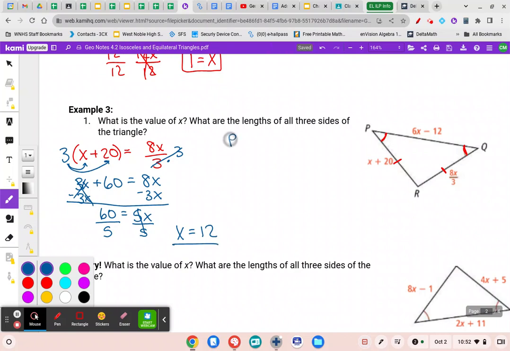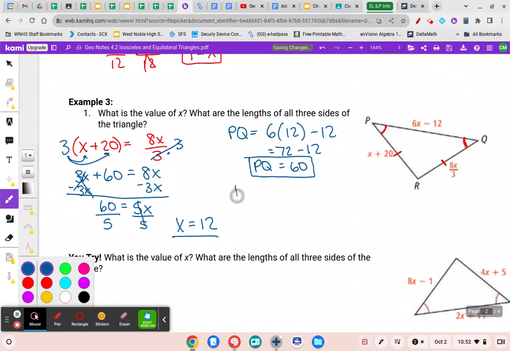So I'm going to plug in for PQ first. So I just take 6 times 12 minus 12. This gives me 72 minus 12, which is just 60. So PQ is equal to 60. PR, I'm just going to plug in 12 for x. So PR, very simple here, is 32.